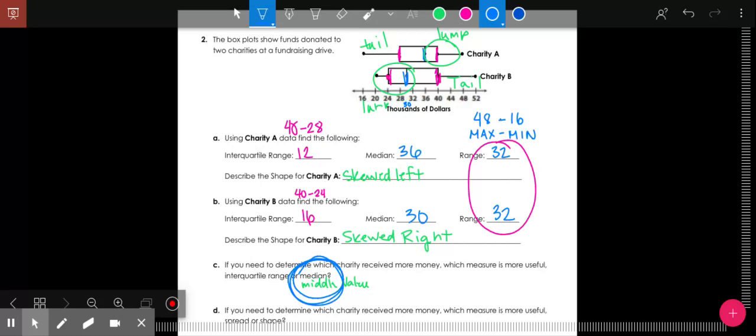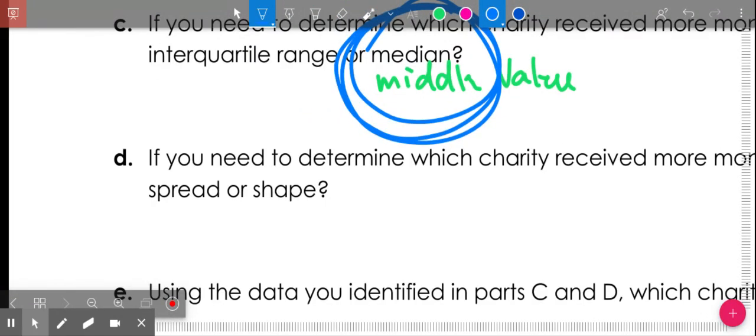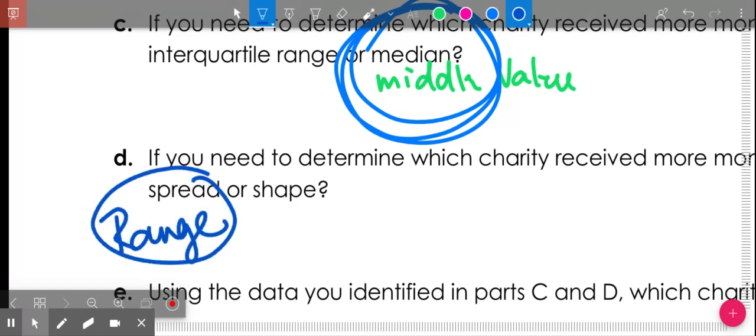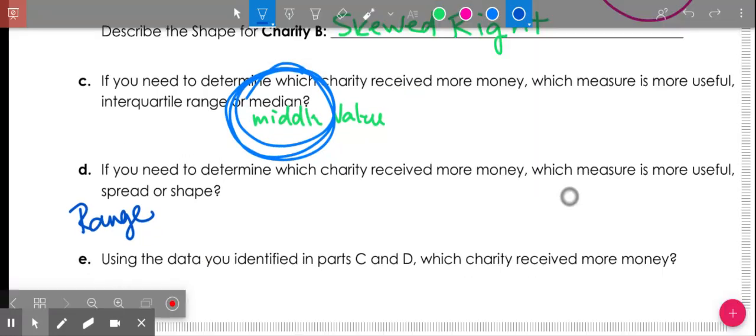Okay, if you need to determine which charity received more money, which is more useful, the spread or the shape? Now, the spread is just another name for the range. Sorry, technical difficulties. Okay, the spread is the range. I'm just saying that that's what it is. Spread is range.